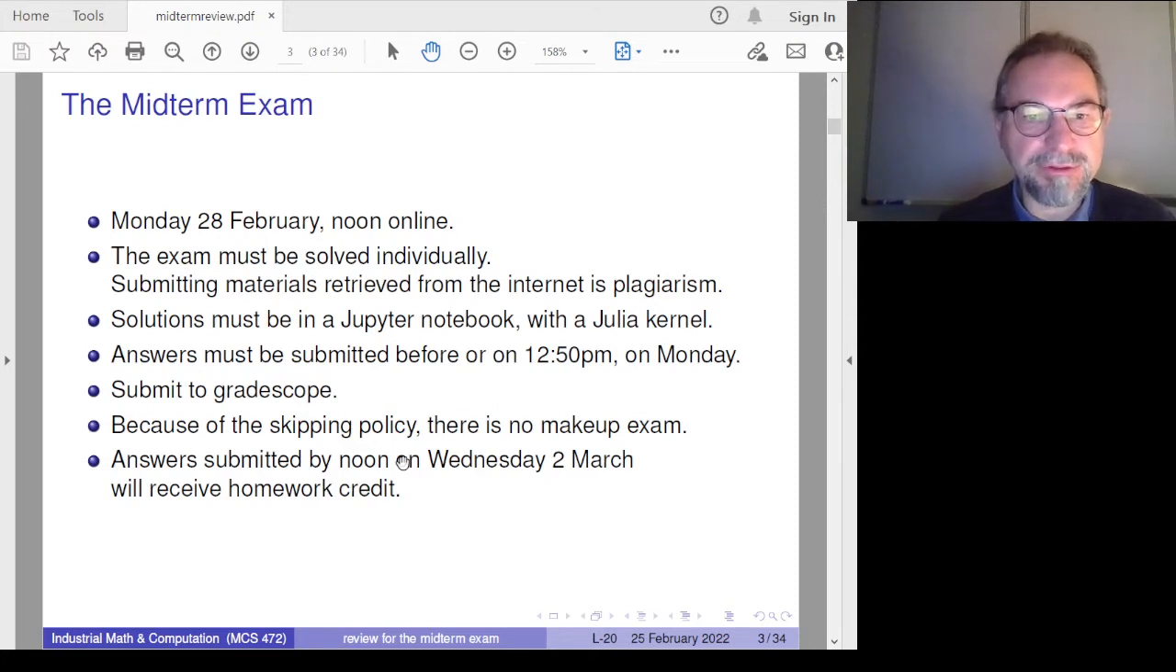So there are three options: doing the exam on time as a regular exam. The exam is open book, open notes, and you will have to reply in a Jupyter notebook. The second option is then not to hand in, but to hand in on Wednesday before noon. Then you will still receive homework credit for this. But also in that case, your final exam will be weighted for more. So the third option, doing nothing, means that you do not get that extra homework credit.